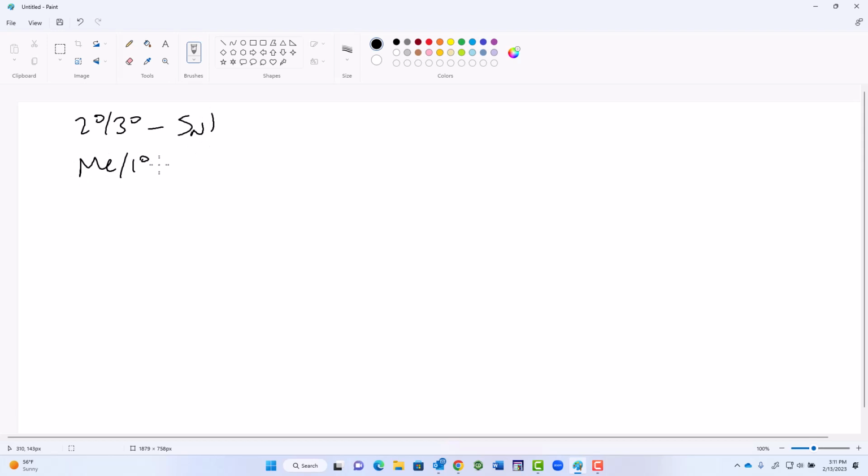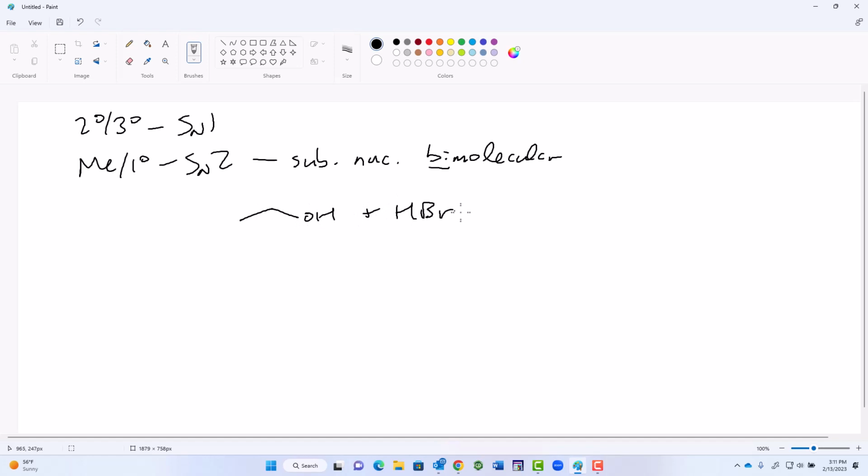Methyl and primary are going to be SN2, SN meaning substitution, nucleophilic, and then 2 standing for bimolecular. As you can imagine, bimolecular means that there are going to be 2 reactants involved in the particular mechanism. An example of this reaction would be ethanol plus HBr going to ethyl bromide plus H2O. So let's examine the mechanism by which this would happen.